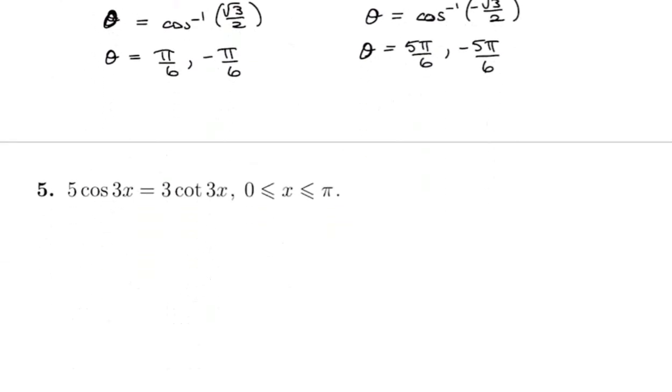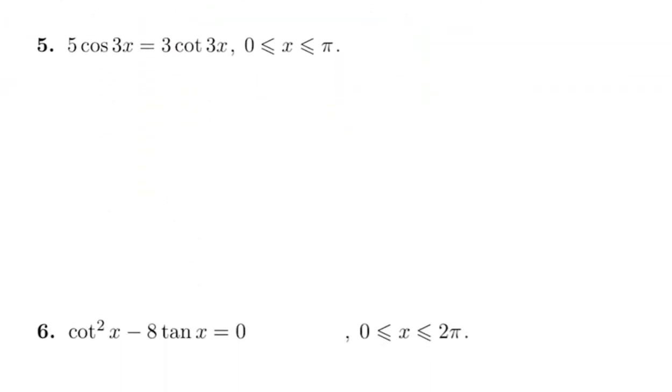Okay. Right. We'll have a little look at this one. So this is 5 cos 3x equals 3 cot 3x. So the first thing we're going to do with this, so there's lots and lots of solutions here, so we've got to be very, very careful. All right, so the first thing we're going to do is write 5 cos 3x equals 3, and cot, of course, is cos 3x over sine of 3x.